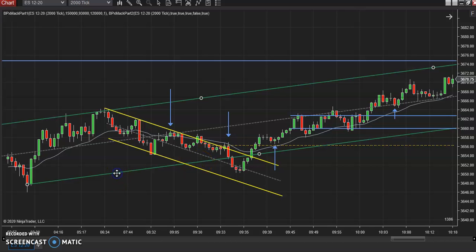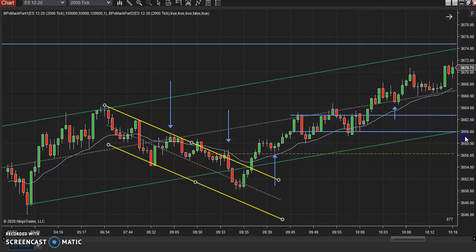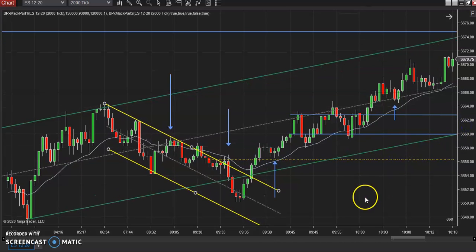You probably wouldn't have this green channel drawn yet. This is the top of the yellow channel, though, so I think this is a good entry. You might have gotten scared when it looks like prices are in congestion right there, but it is taking that failure. It looks like a good entry. Maybe take it after you see this one. But yeah, it ends up working out.